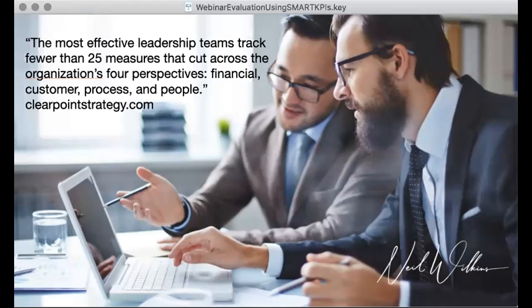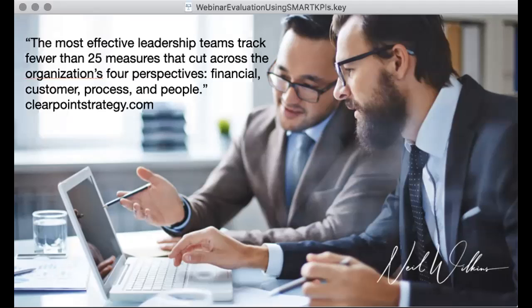Now, clearpointstrategy.com have got a very nice definition here, and they talk about the most effective leadership teams tracking fewer than 25 measures. So we've gone up from 5 to 7, but what they do is these cut across the organization's 4 key perspectives, and these are financial, customer, process, and people. Now, for those of you who know the balanced scorecard, I'll give that as an example a little bit later on, but you'll see that financial, customer, process, and people, it's a version of the balanced scorecard.